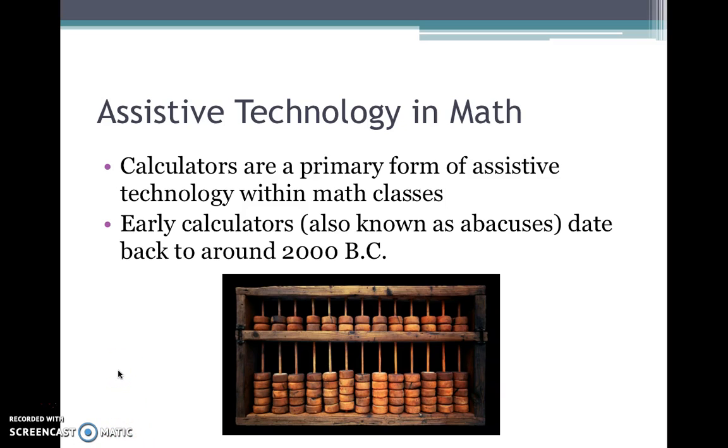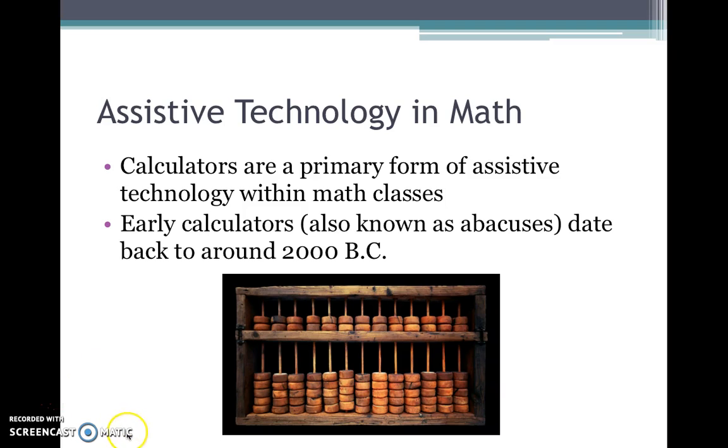Now, one of the primary forms of assistive technology is the calculator. And this calculator has been around for thousands of years, going as far back as 2000 BC, where the first calculators are what we know as abacuses. And these were used to count and add numbers all the way up to the thousands, millions, and it was really the first form of a tool that could add up very large numbers.